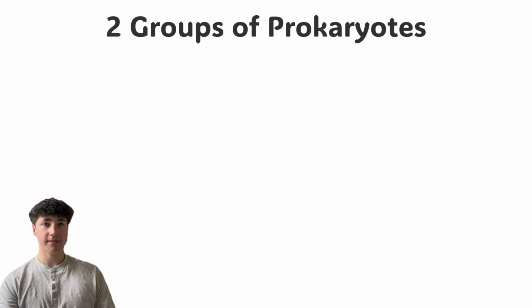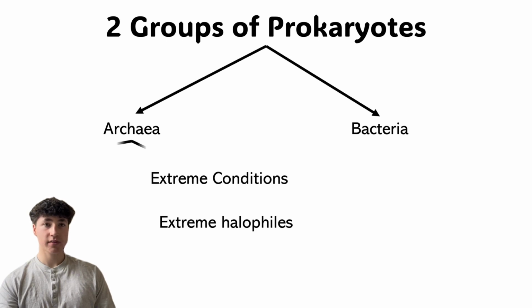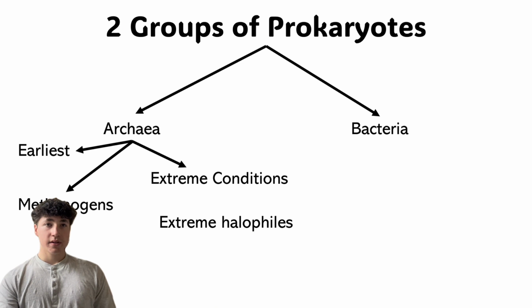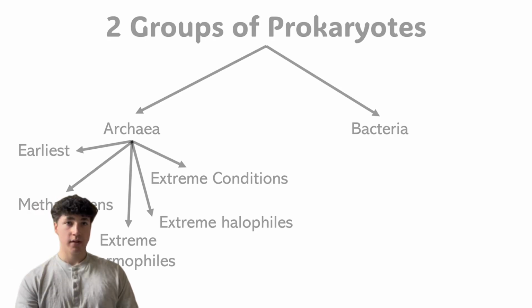Prokaryotes can be split into two groups. There's archaea and bacteria. Archaea were the earliest cells. These can live in very extreme temperatures. Some of them include methanogens, which produce methane as waste. Extreme thermophiles, which like hot environments, and then extreme halophiles, which live in extremely salty environments.